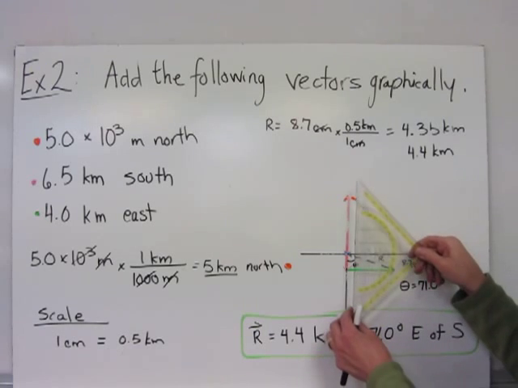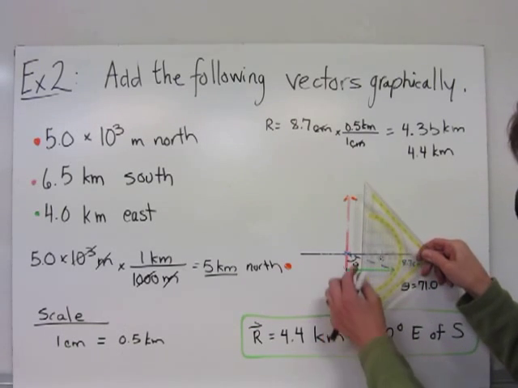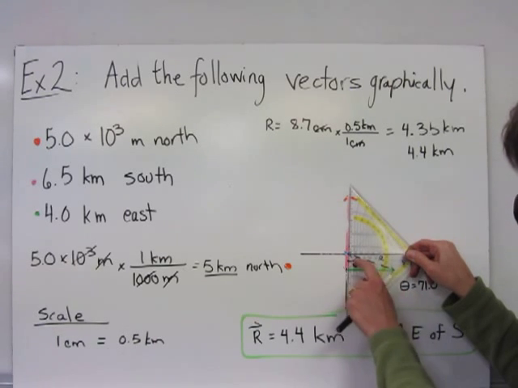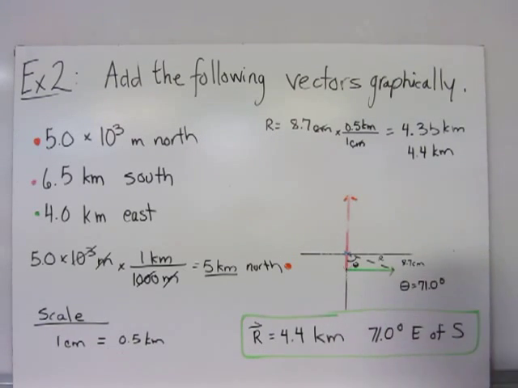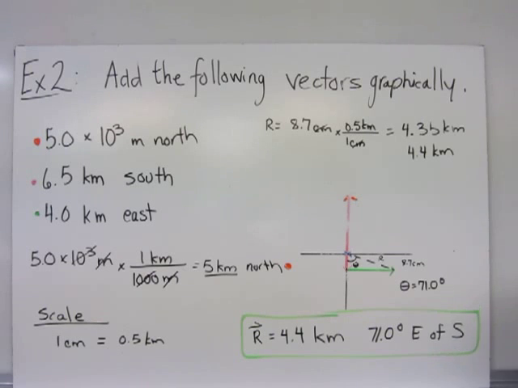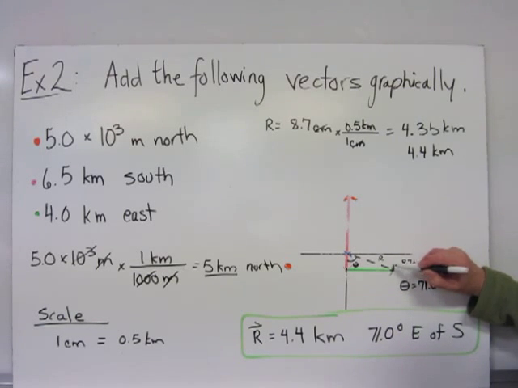And if I place my protractor like this, there's the 0 mark, and I read to the black line, my resultant, my angle is 71.0. My final statement is 4.4 kilometers, 71 degrees east of south. South, and then go 71 degrees towards the east, and I should have a tip right here.